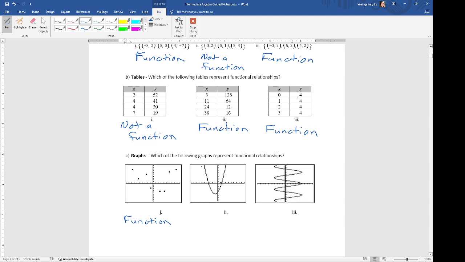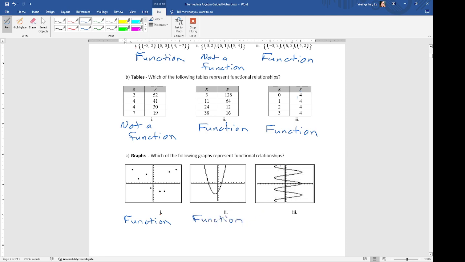Let's look at this parabola. If we were to draw a vertical line anywhere on this parabola, it's only going to touch the parabola at most one time. It's never going to go through the same graph twice, so this guy is a function.